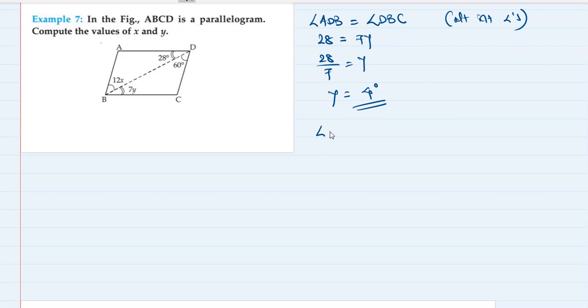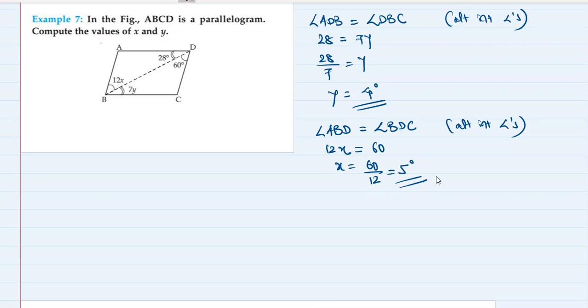Also angle ABD is equal to angle BDC. Alternate interior angles. So ABD is 12x is equal to BDC, which is 60. BDC is 60. So x is equal to 60 by 12, which is 5 degrees. So y is 4 and x is 5.